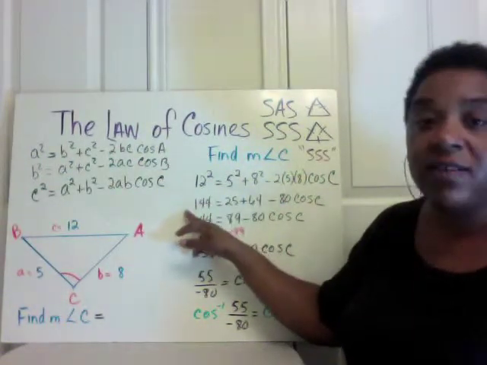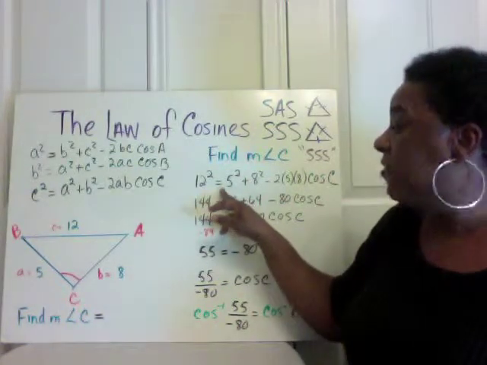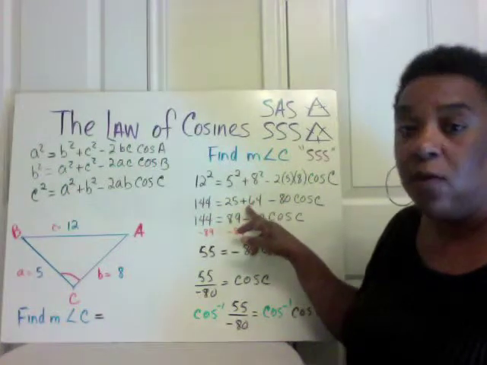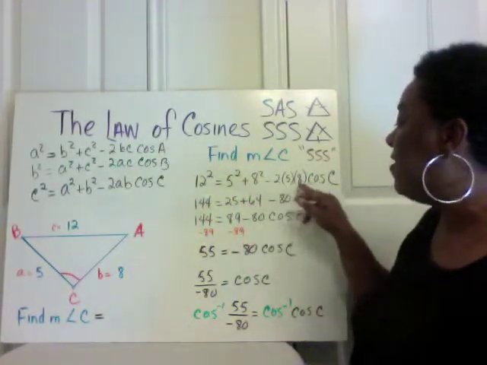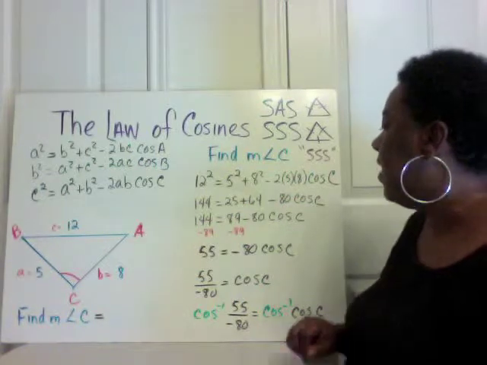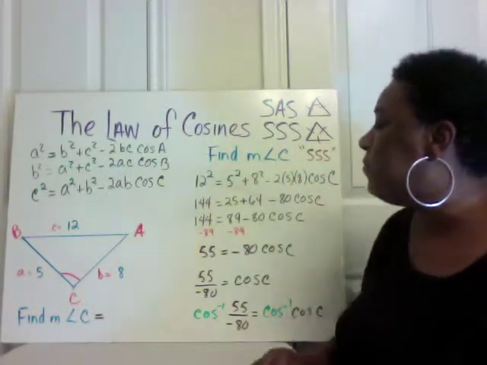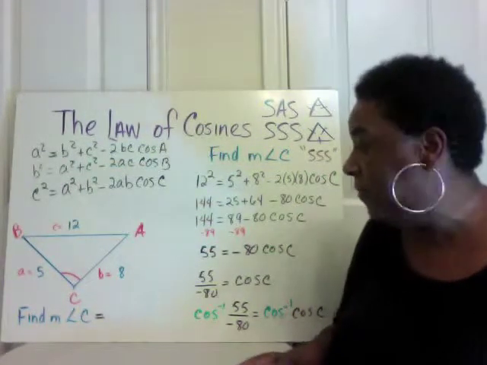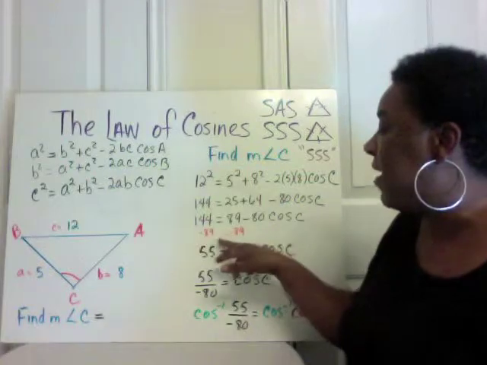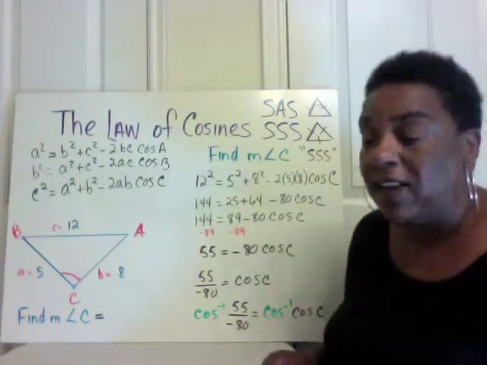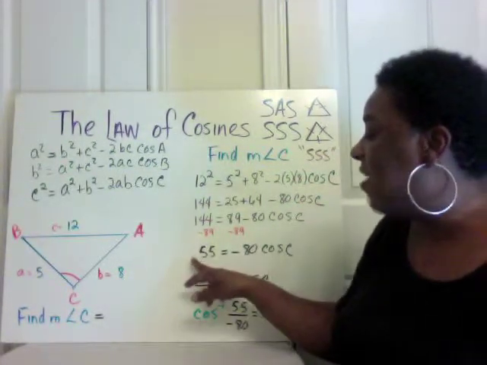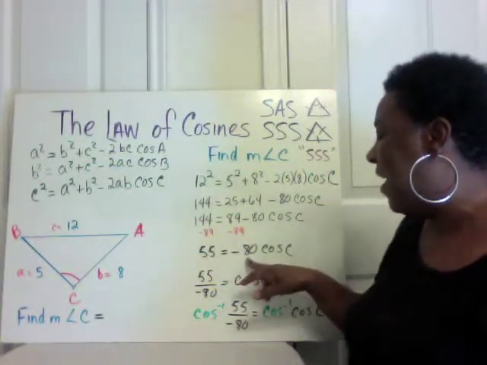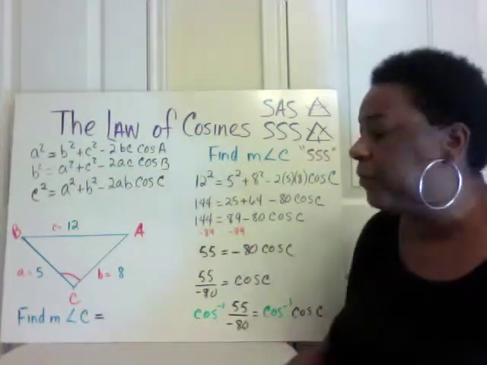12 squared equals 144, 5 squared equals 25, and 8 squared equals 64. 2 times 5 times 8 equals 80, and then we have cosine of C. Now when we add 25 and 64 together, we get 89. On this line, we subtract 89 from both sides of the equation. So on the left side of the equation, we have 55 equals minus 80 times cosine of C.